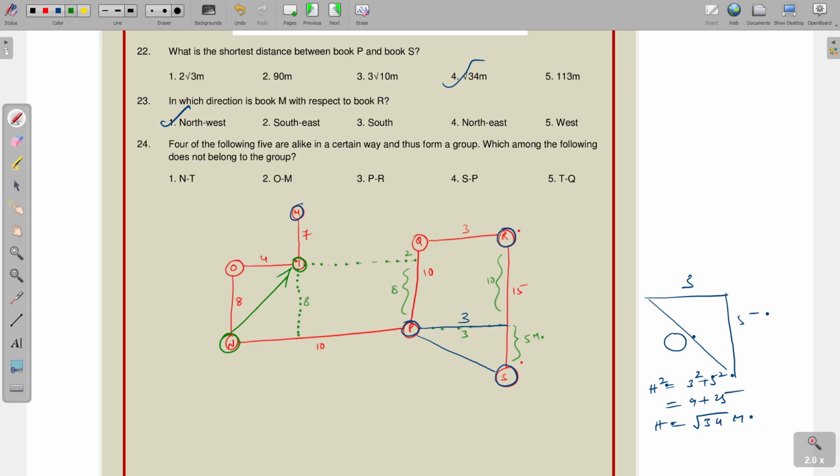Next, O and M. So O here and M here. M is the northeast of O. Next, P and R. So P here and R here. R is the northeast of P. S and P. So see, P here and S here. So this direction is different. It is the northwest. So what is the option? The fourth one is the answer.